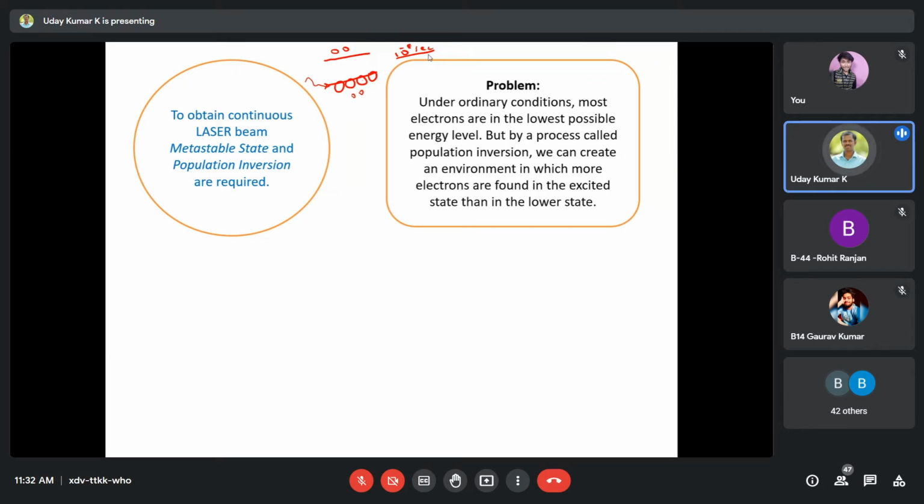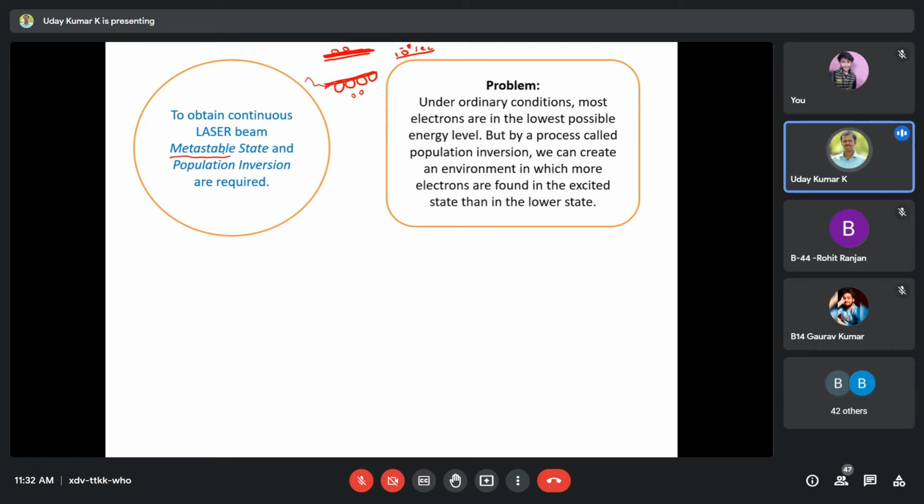So therefore, if only two energy levels are there, then you will not be able to pump or create a higher energy level with more population. So it's impossible. Therefore, you need to have some other energy level to create the population inversion. And that energy level or state is called a metastable state.